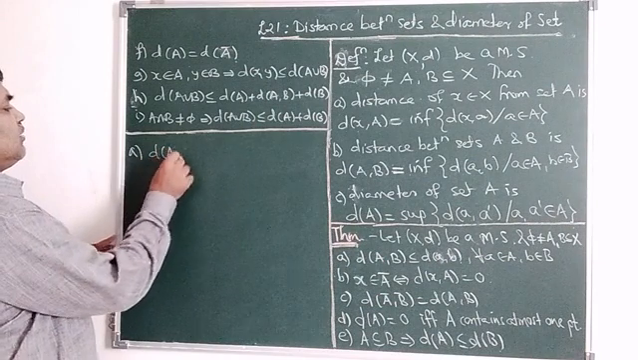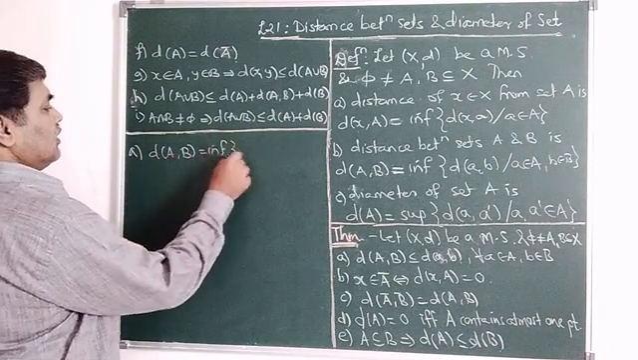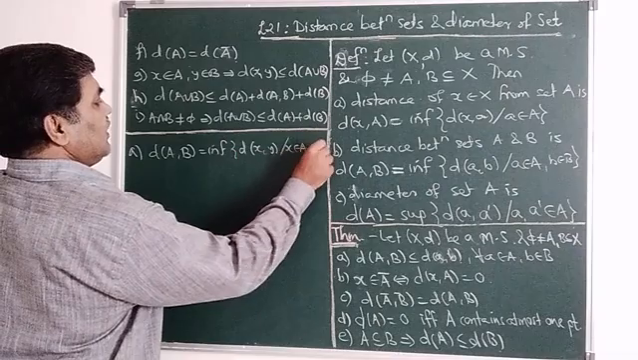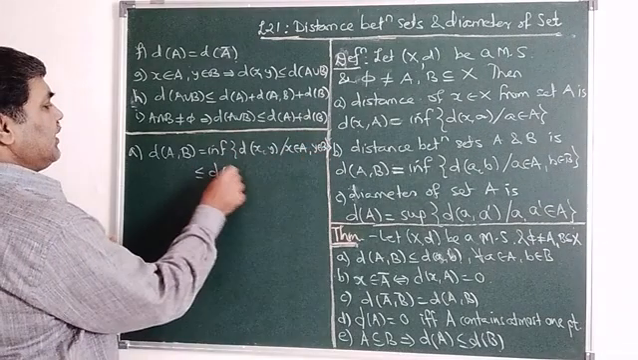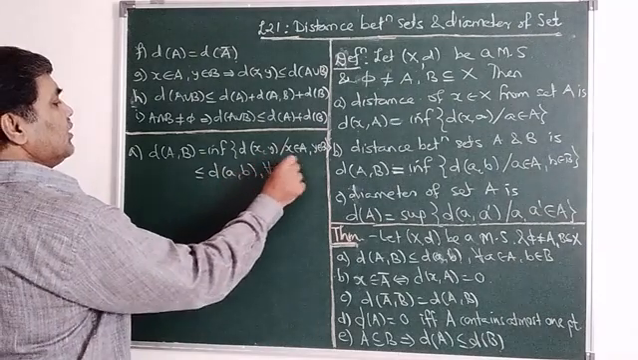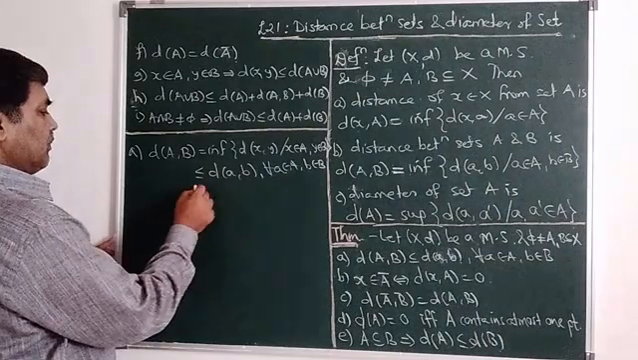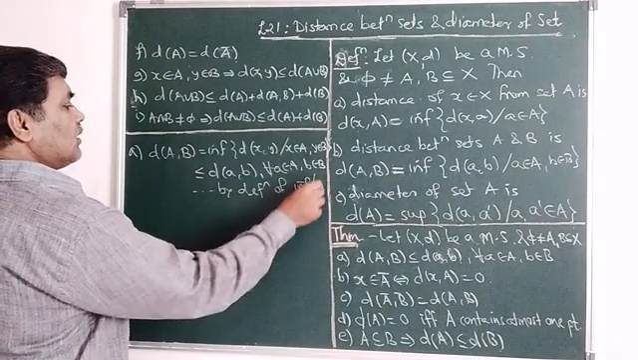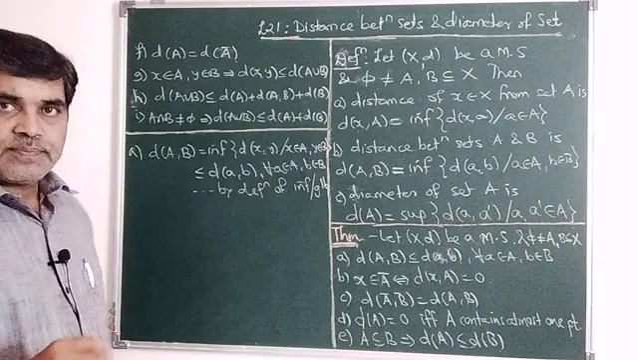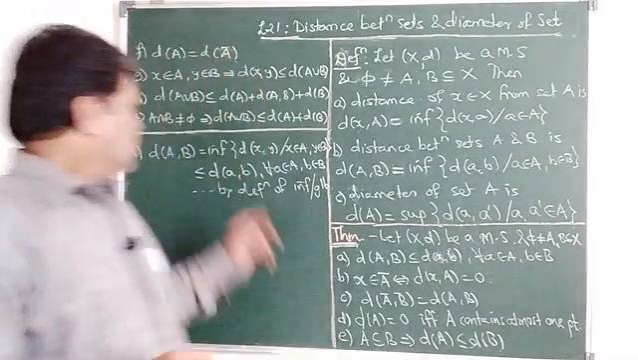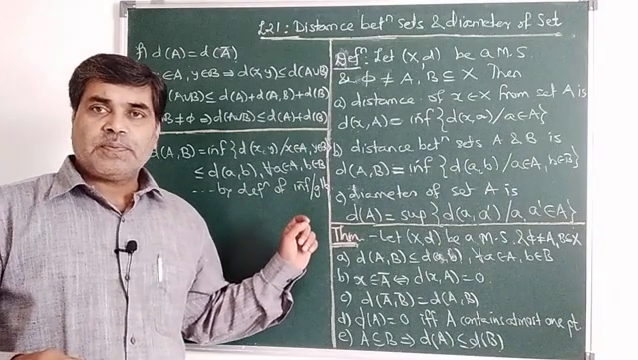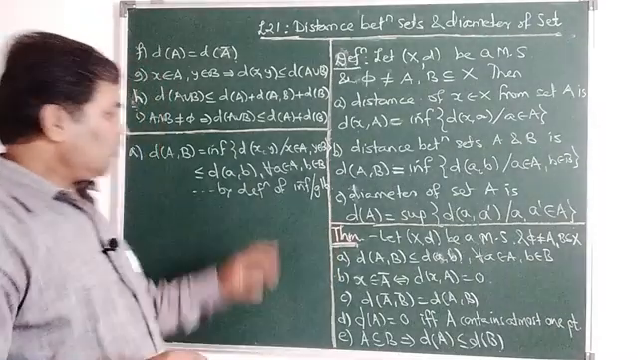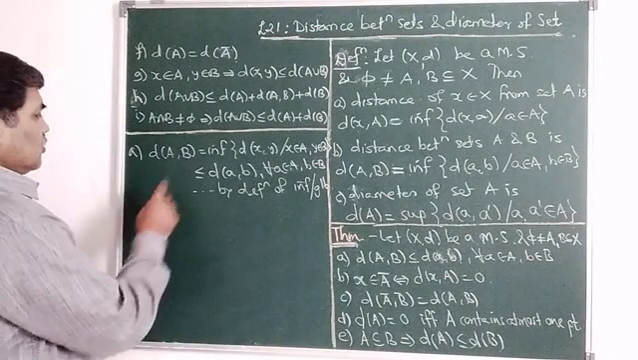d(A, B) is nothing but the infimum of d(x, y) where x varies in A and y varies in B. This must be less than or equal to d(a, b) for any a belonging to A and b belonging to B, by the definition of infimum, or greatest lower bound of a set. The set of d(x, y) is a subset of the closed-open interval [0, infinity) in R, and that's why we are talking about whether that is bounded or not. So part A is proved.